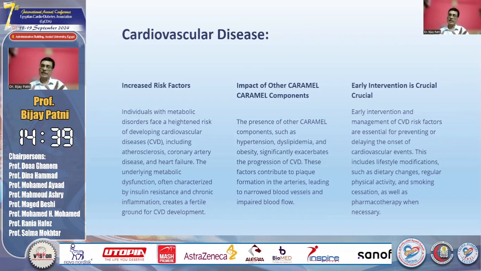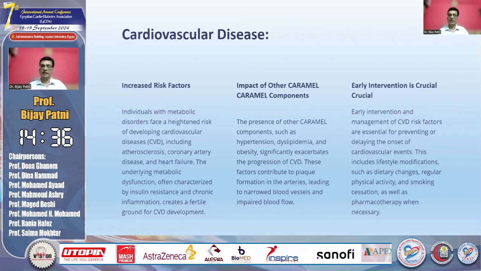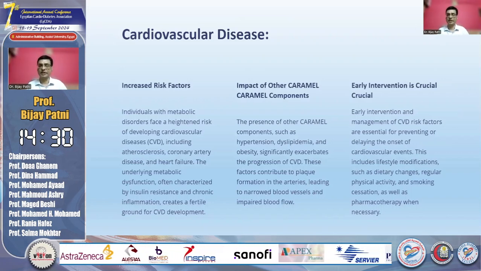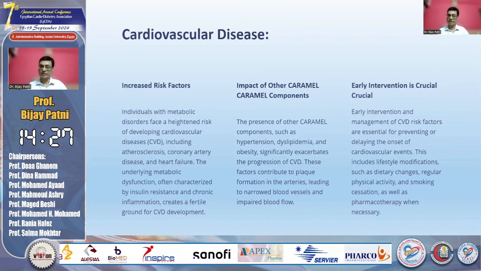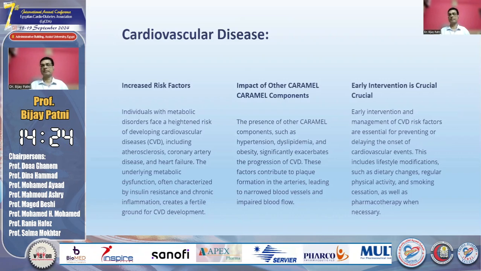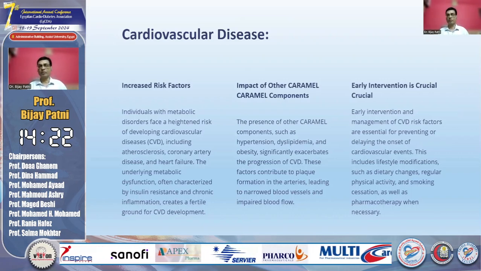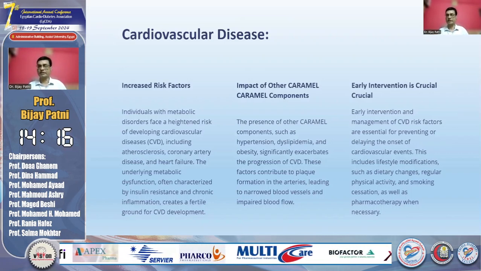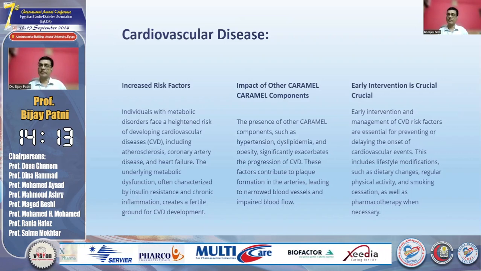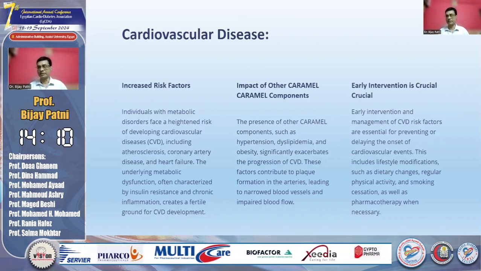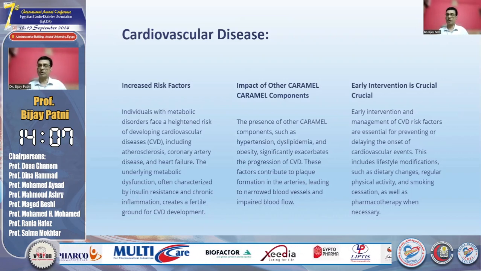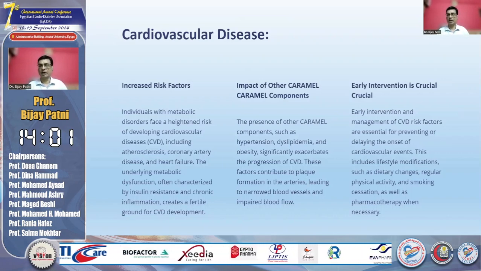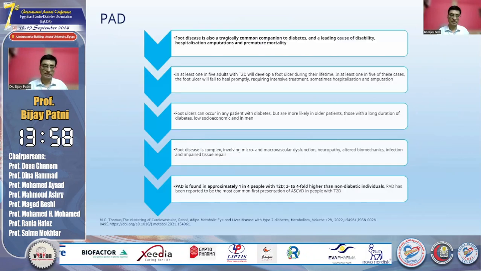And if you look at the various other components of caramel disease, like hypertension, dyslipidemia, obesity, almost all of them exacerbate the progression of CVD. These factors contribute to plaque formation in the arteries, leading to narrowed blood vessels and impaired blood flow. So it's extremely important that early recognition and early intervention, along with management of these CVD risk factors, is essential to prevent and also delay the onset of cardiovascular events. Obviously, lifestyle modification is the prime mover if you want to have a positive outcome in order to prevent cardiovascular disease.